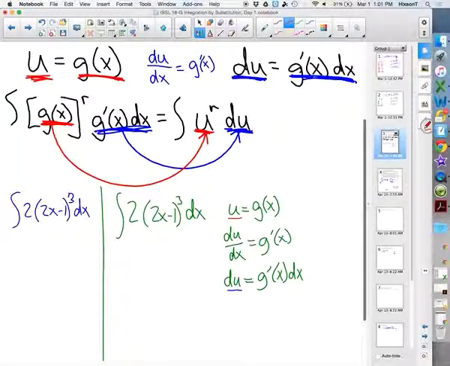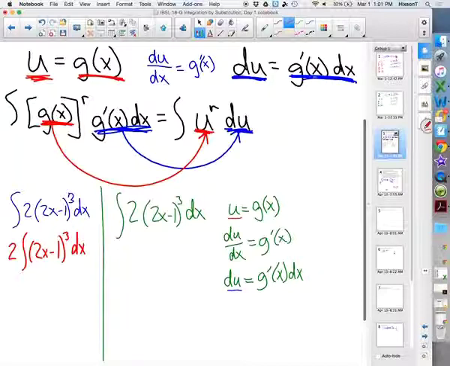So let's think this through. Let's say I have the integral of 2 times (2x minus 1) to the third power. Now, without using this, we could use the rule we learned Monday because this is a linear function. So we could make it 2 times the integral of (2x minus 1) cubed dx.